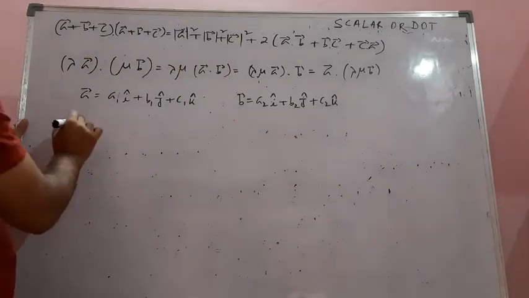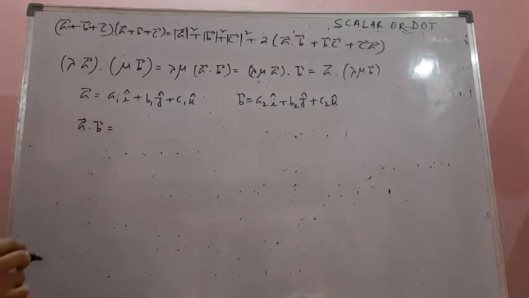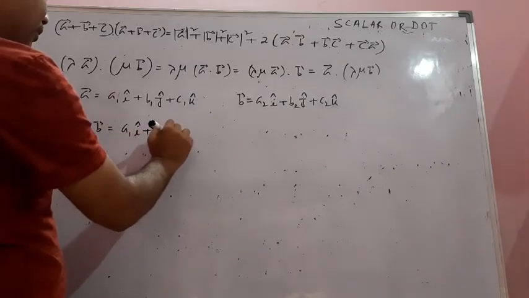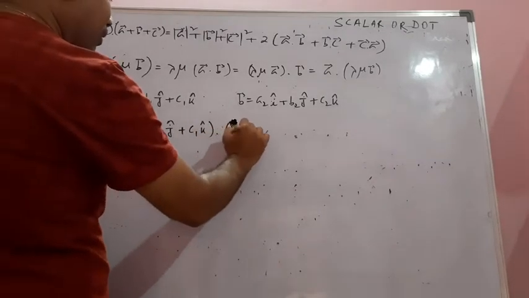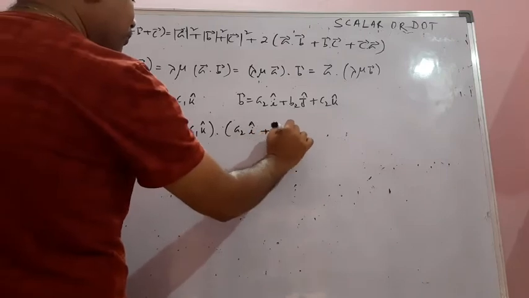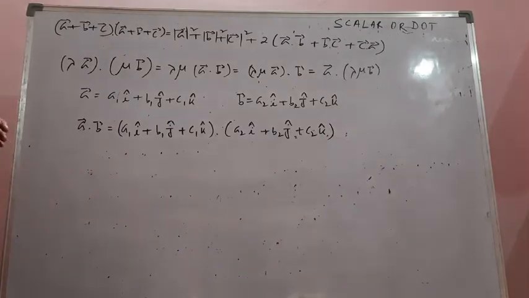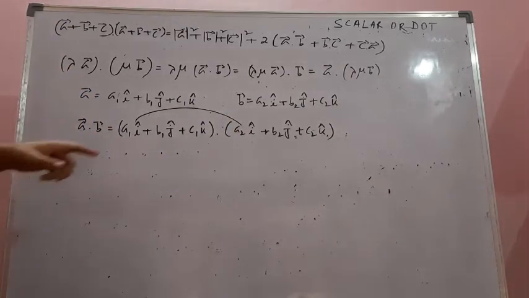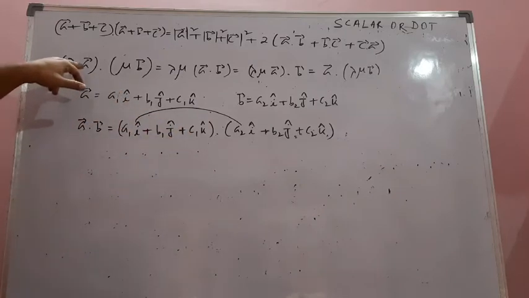Now when you find out a dot b, see here, it will be (a1 i cap, b1 j cap, c1 k cap) dot (a2 i cap, b2 j cap, c2 k cap). Okay, now this is where you see the distributive property. If you follow the distributive property, then first you have to multiply them. Here, i cap and i cap are vectors multiplied by scalars a1 and a2, like this, lambda a dot mu b.